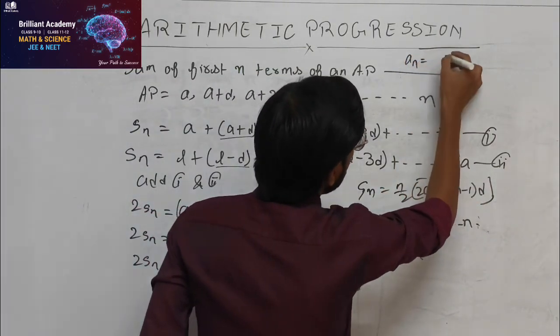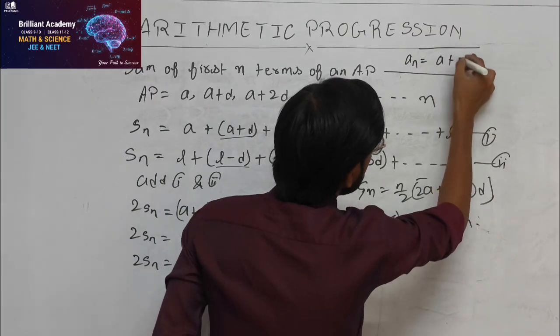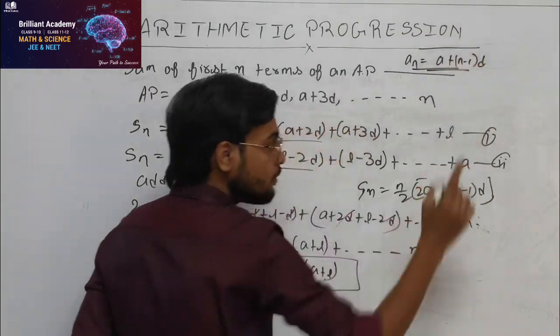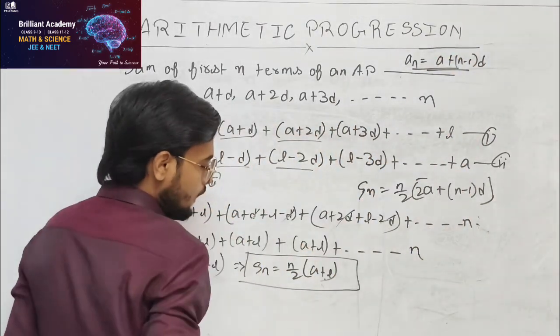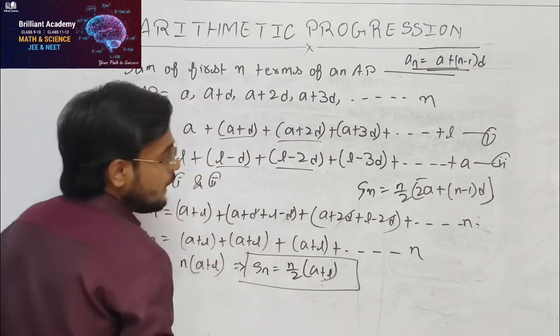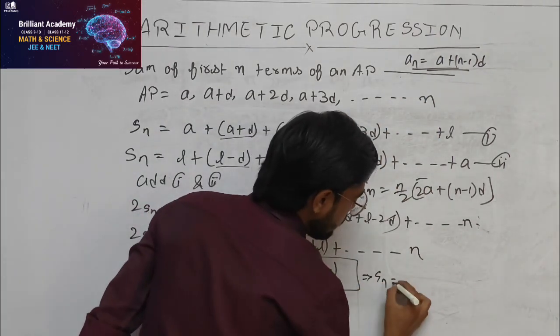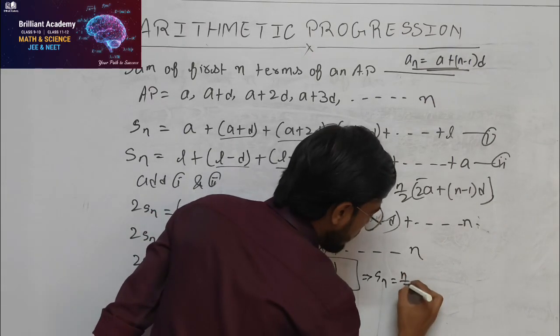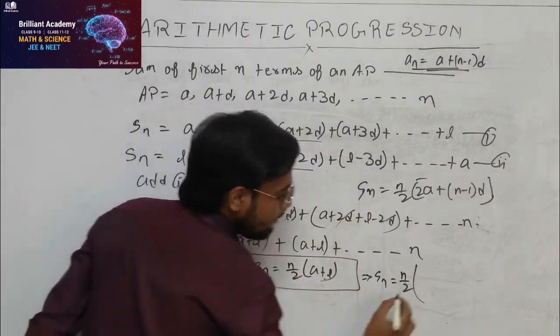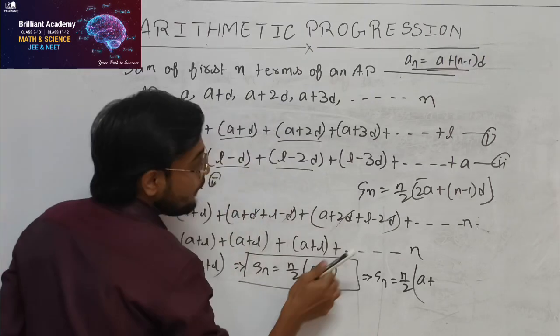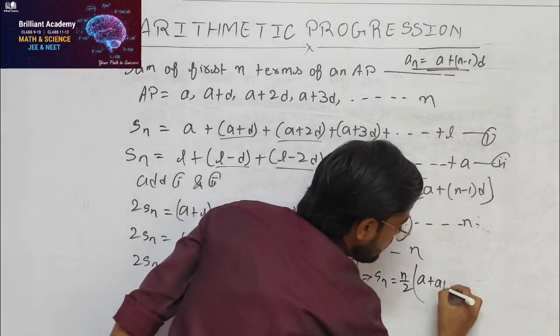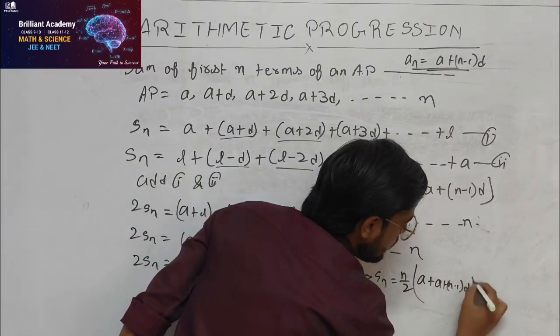So in place of l I substitute the formula of the nth term of an AP, which is what? The nth term of an AP is a plus (n minus 1) into d. This is the formula of the nth term. So I put this formula in place of l here. If I put this formula, this will become Sn equal to n upon 2, now this is a plus, in place of l, I write this one: a plus (n minus 1) into d.